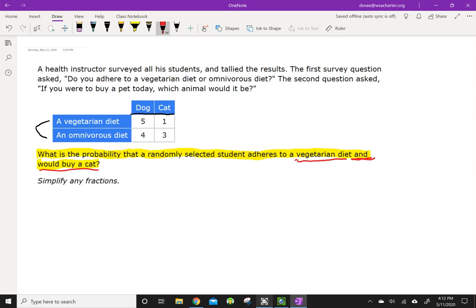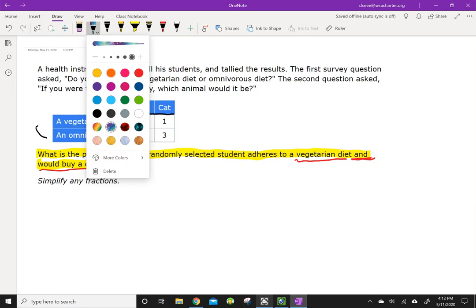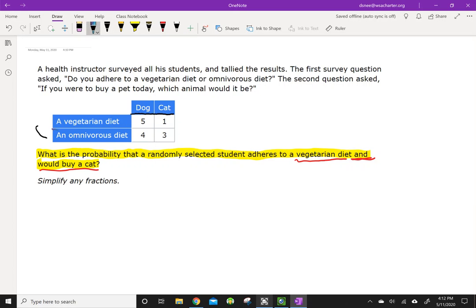Okay, so the vegetarian diet we see is, I'll underline it here. The vegetarian diet is that, well, that's a little bit too thick. That's not really working for me. So the vegetarian diet is this top row right here. Okay, this top row of data. So 5 people who said they chose vegetarian diet chose dogs, and 1 person chose cats. So really what I'm looking for here is this one, the 1 person who chose a cat and a vegetarian diet.